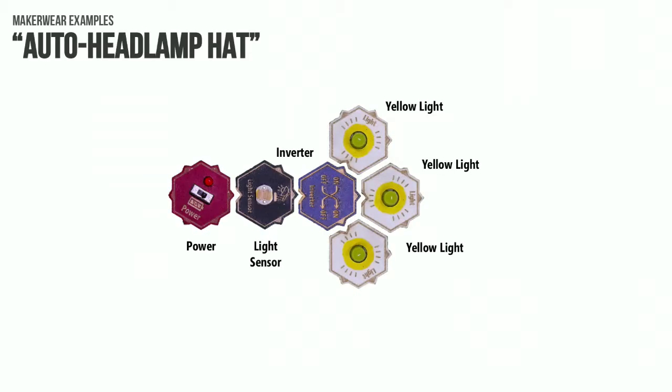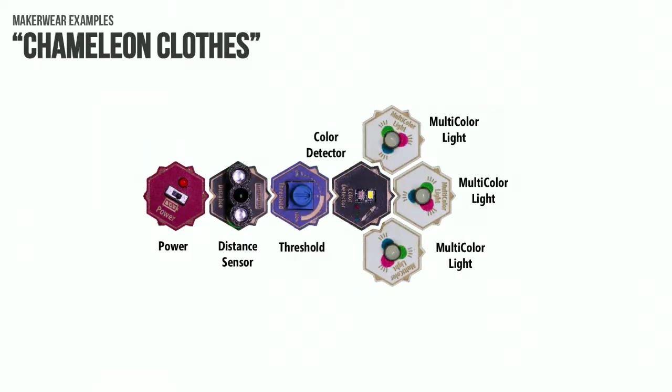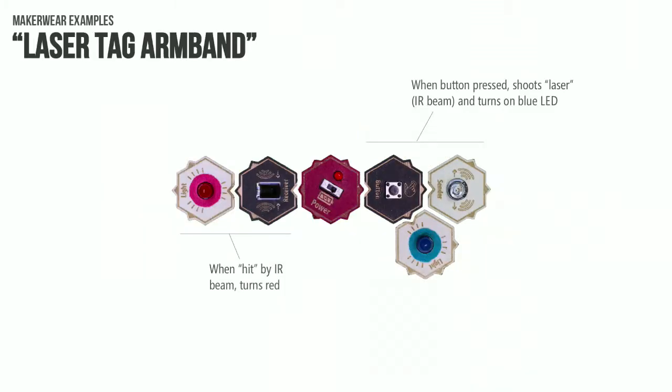And we can create a diverse set of designs tangibly. So for example, this is an auto headlight lamp that's using a light sensor and an inverter. This is chameleon clothes that changes color based on the color of proximal objects. This is a laser tag armband here, focusing on that social interaction part where you're actually building something for laser tag. And so this is using an IR beam that shoots when you hit the button, and then we have an IR receiver that glows red when you're hit.